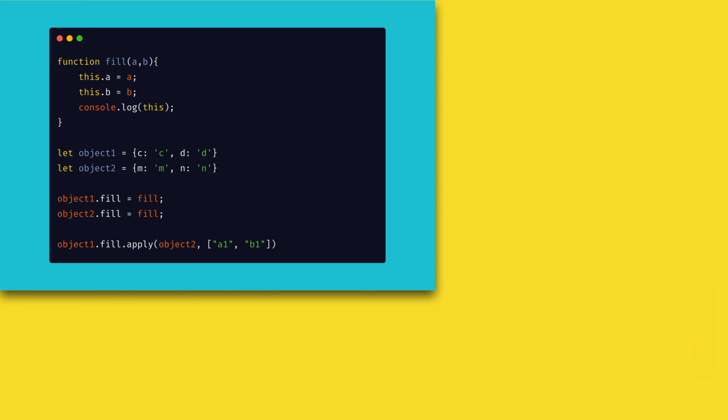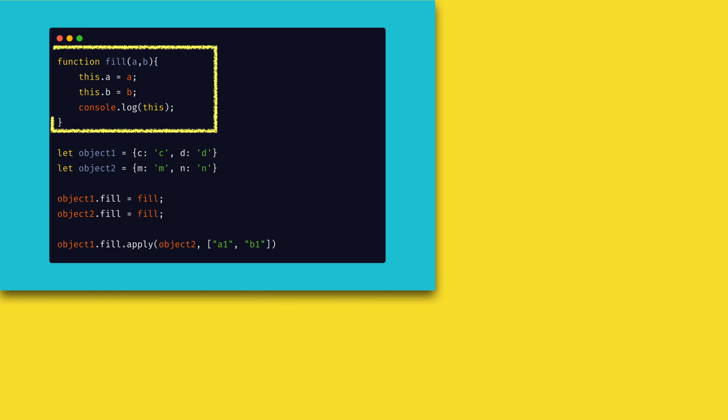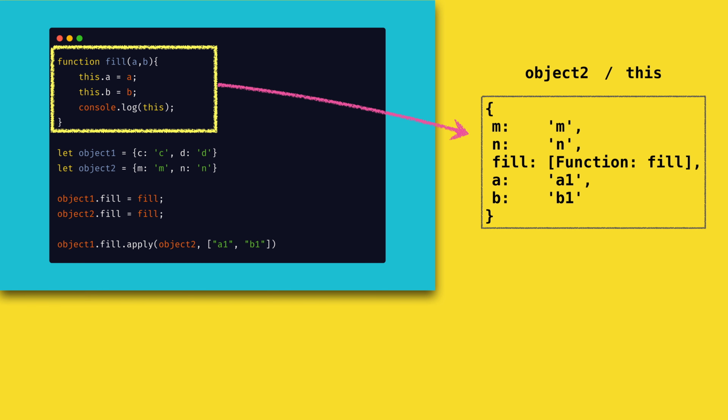Finally, when fill function is called on object1 using apply method, its this binding is set to object2, and the arguments to fill function remain as a1 and b1. Fill function adds two properties a and b on object2, which is now modified, and here is the structure of object2. When we log the value of this, here should be the answer.